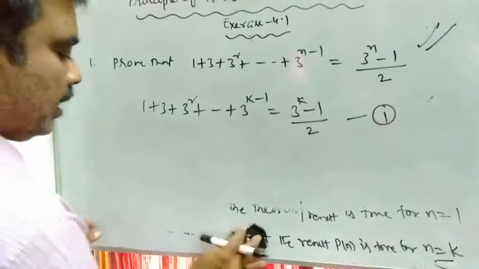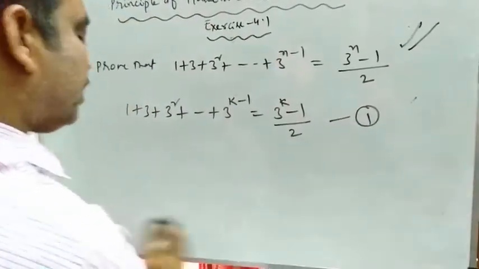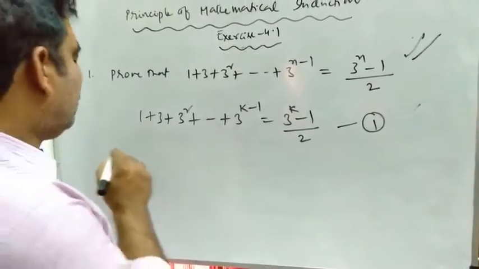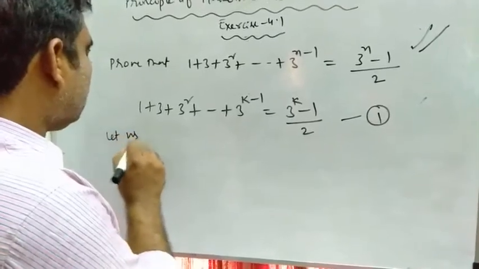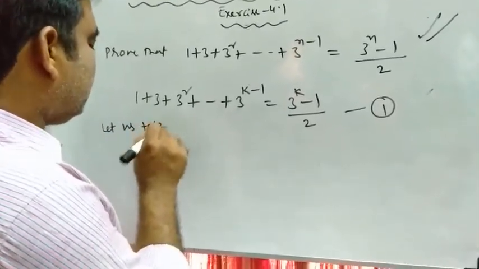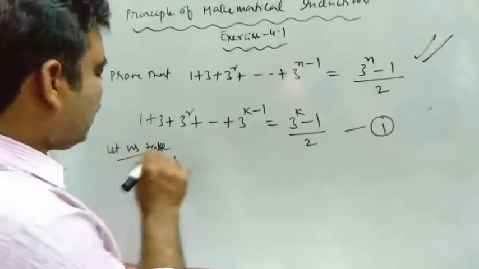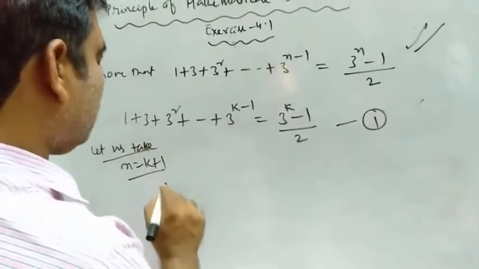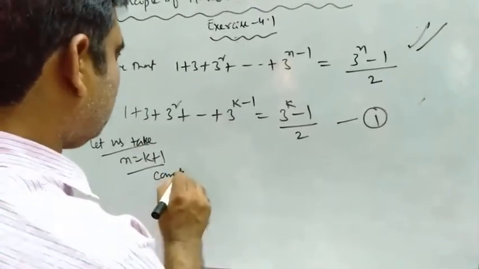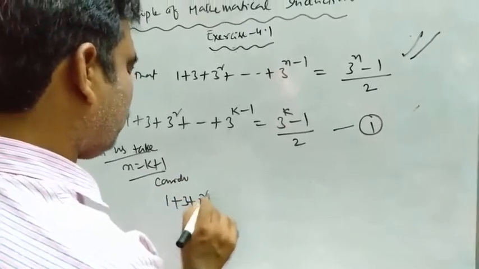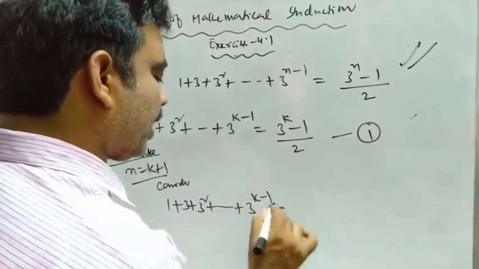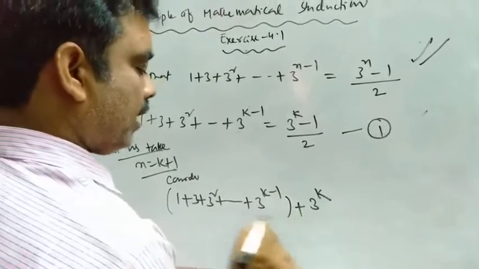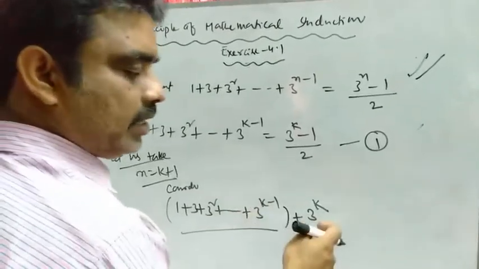Now I am going to prove that the theorem is true for n is equal to k plus 1 also. I am taking n is equal to k plus 1. Then I am going to prove that the theorem is true for k plus 1 terms. Now consider 1 plus 3 plus 3 square plus so on plus 3 power k minus 1 plus 3 power k. I am adding one more term. This is up to k terms, so the k plus 1 term is 3 power k.